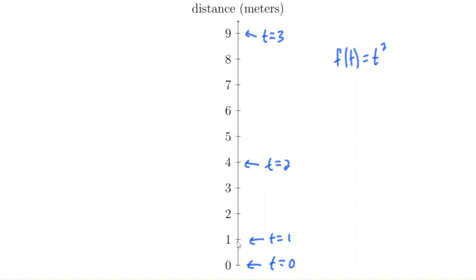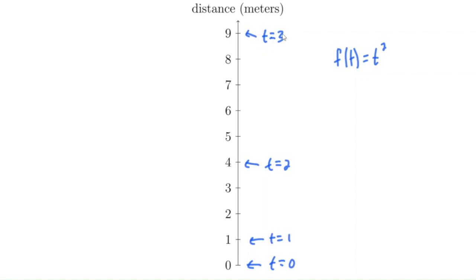Notice in that first 1 second, it only traveled 1 meter. But between t equals 1 and t equals 2, it traveled 3 meters. Between t equals 2 and t equals 3, it traveled 5 meters. So the car appears to be speeding up. It's accelerating.